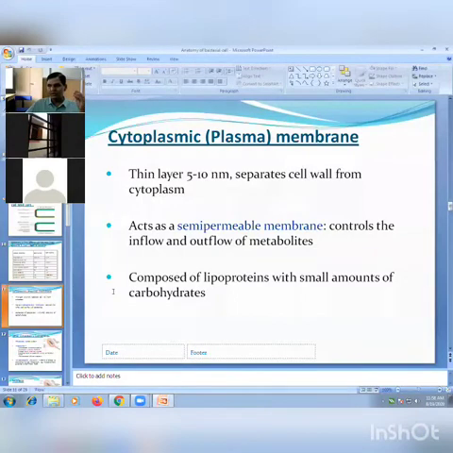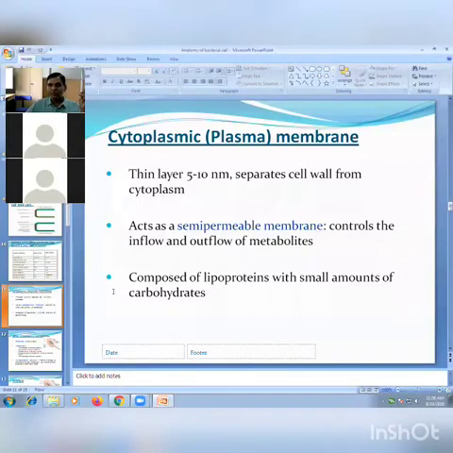The next one is it keeps constant osmotic pressure. Whatever the required osmotic pressure, it keeps it constant inside the cell, meaning it acts as an osmotic barrier. The last function is that during cell division it separates the genetic material into two daughter cells. The mesosome is enfolding the cytoplasmic membrane inside the cytoplasm. During the separation, the genetic material is separated into daughter cells by binary fission. So these are the functions of the cytoplasmic membrane.